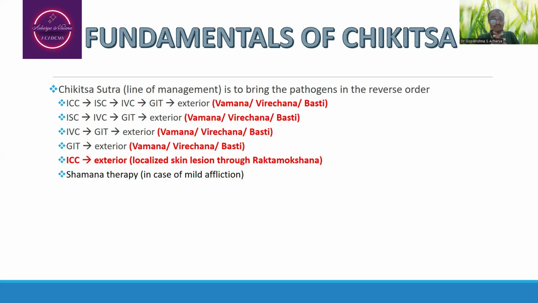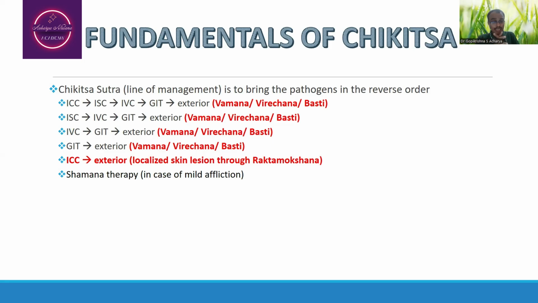Suppose the pathogens are present in the interstitial compartment, not in the intracellular compartment. In that particular situation, we make these pathogens move into the intravascular compartment. From there, it has to be brought into the alimentary canal. Later, that has to be brought to the exterior by either Vamana, Virechana, or Basti.